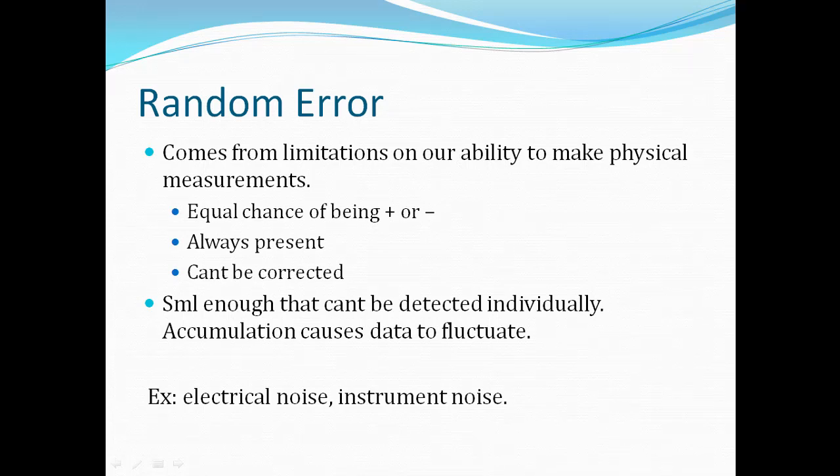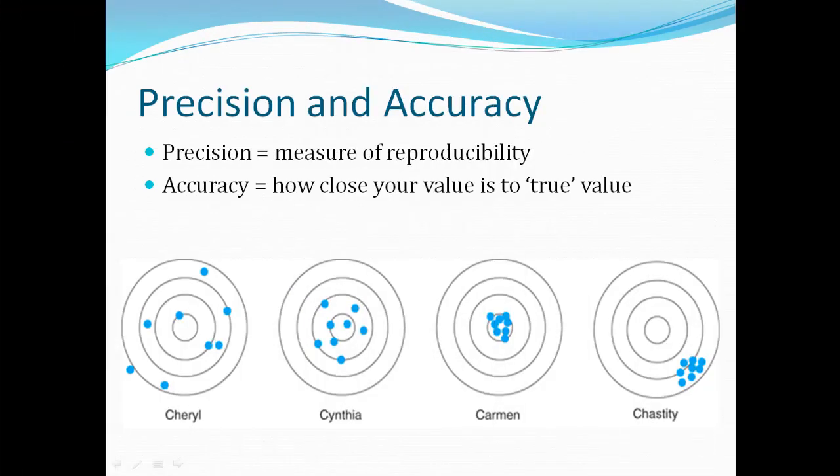All right, let's move on. The last thing I want to talk about in this video is precision and accuracy. Precision is the measure of reproducibility of a result. Accuracy is how close you are to the true value. A measurement can be reproducible, but it can be wrong. And your book gives you the example.